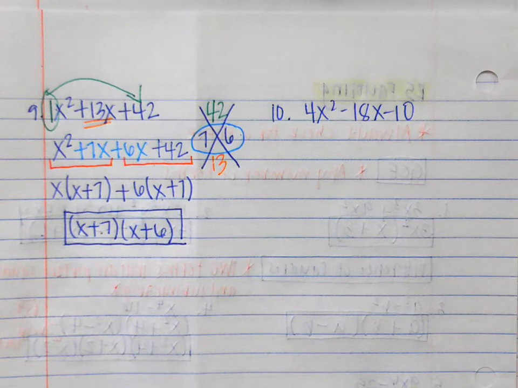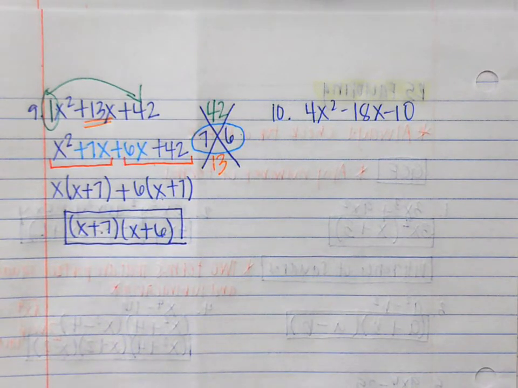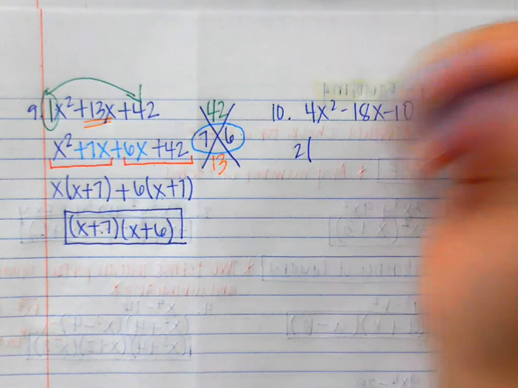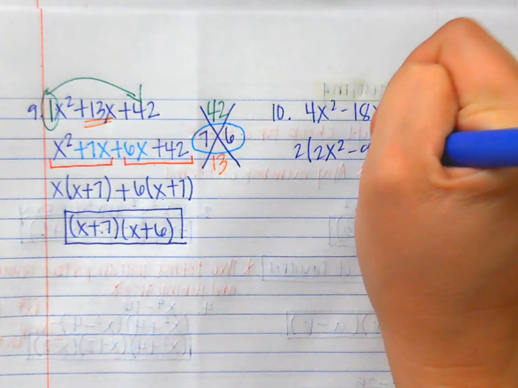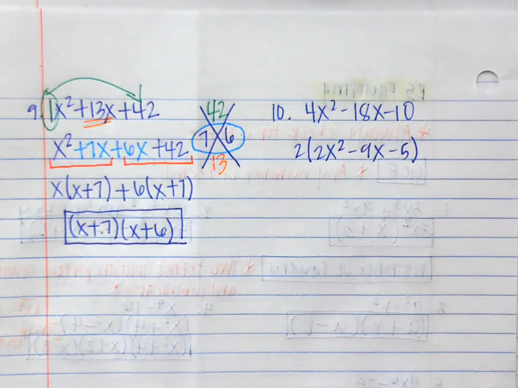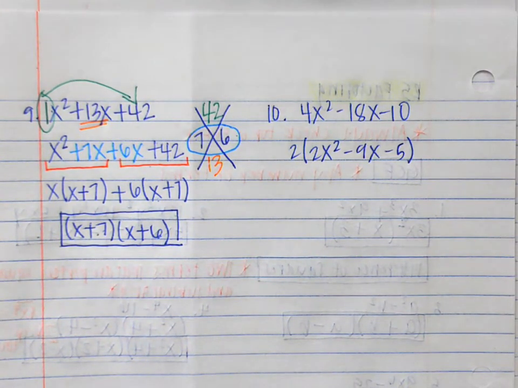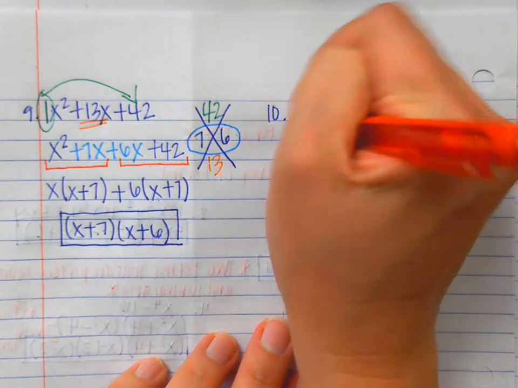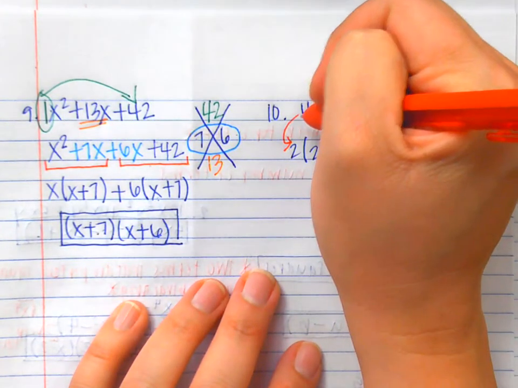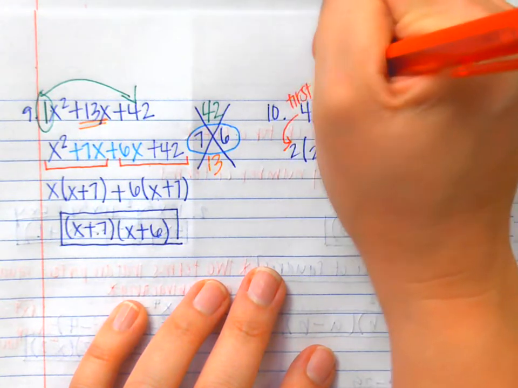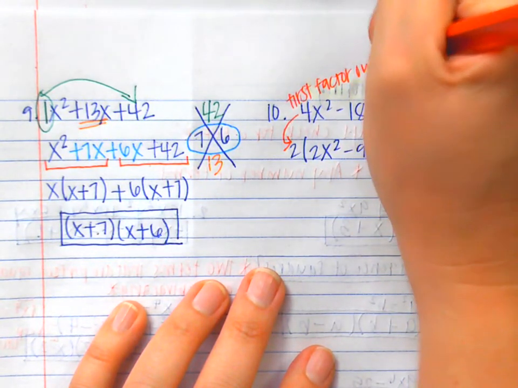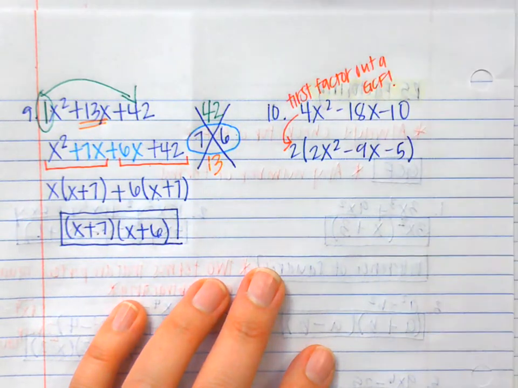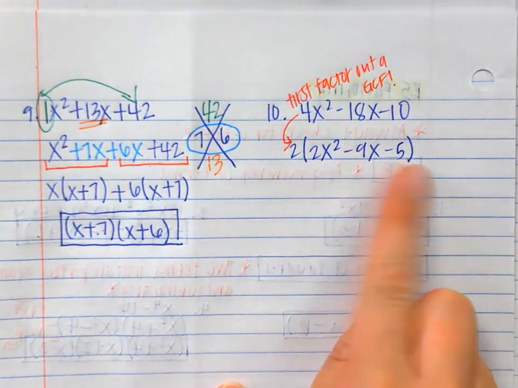So I would have seen 4, 18, and 10 and thought, wait, 4, 18, and 10 are all divisible by the same number. They're all divisible by 2. So I can actually first factor out a GCF, which is 2. And I'd have 2x squared minus 9x minus 5. And you're thinking, oh, I didn't do that first. That's okay. Hopefully you'll get to the same answer. So all I did here was first factor out a GCF.